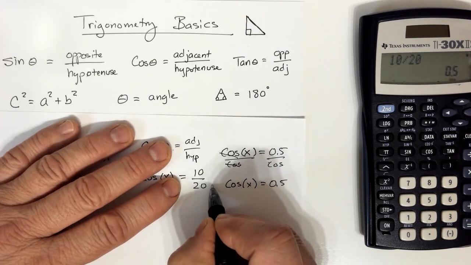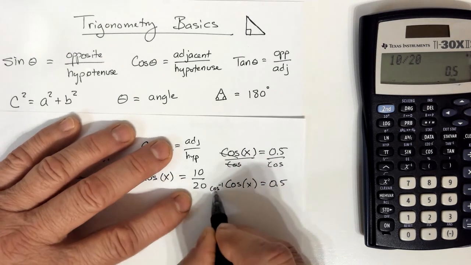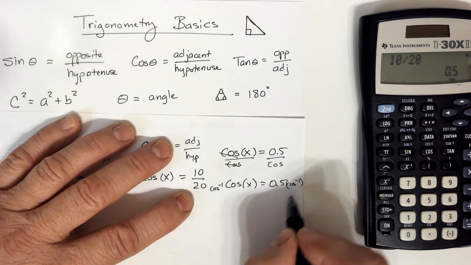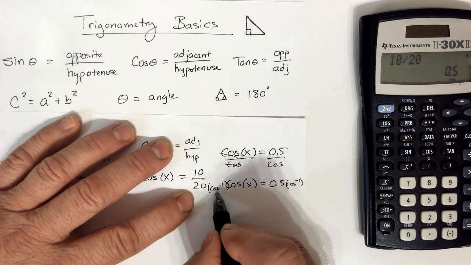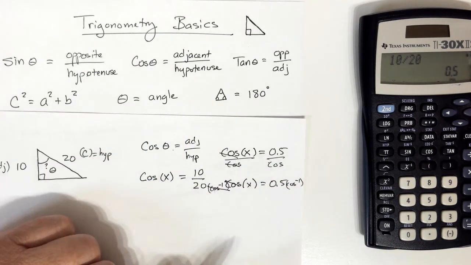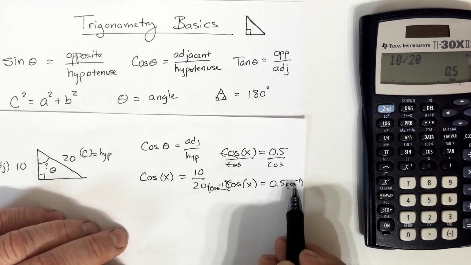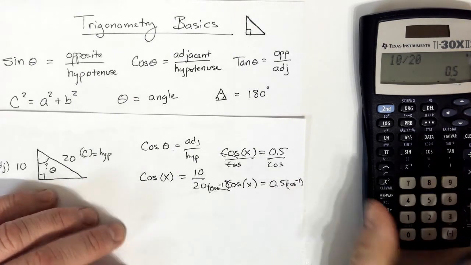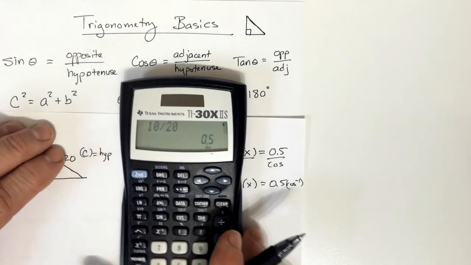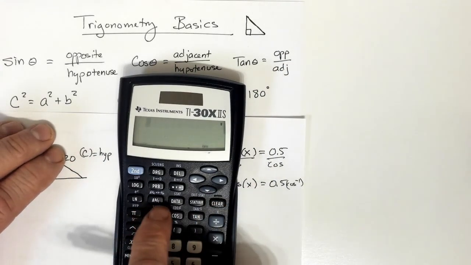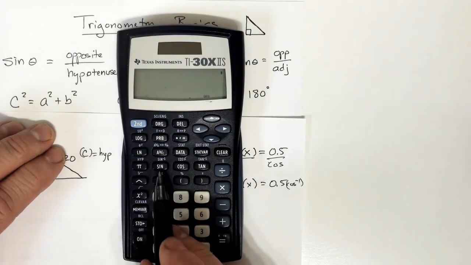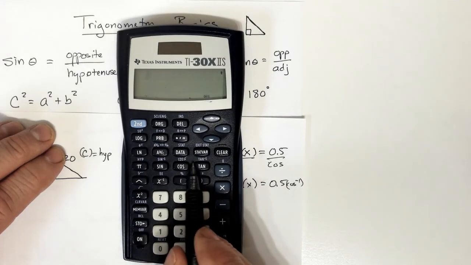So you would take this side and you would do what's called the inverse cosine, and then you would do the inverse cosine of this side, and then that would fall away. So I need to do an inverse cosine of 0.5, and it will get me the x by itself. How you do that in your calculator is every sine, cosine, and tangent function has an inverse above it.